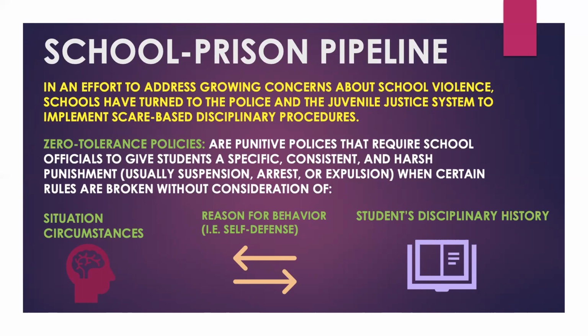So zero tolerance policies require that school officials give students a consistent and often harsh punishment for a given action without regard for the situational circumstances. Like, was it a person who's been bullied for a long time and they are trying to defend themselves? The reason for student behavior, the student disciplinary actions. So is this a first-time offender? Is this a sixth-time offender? That doesn't matter. So everybody who offends gets the same response, the same discipline.